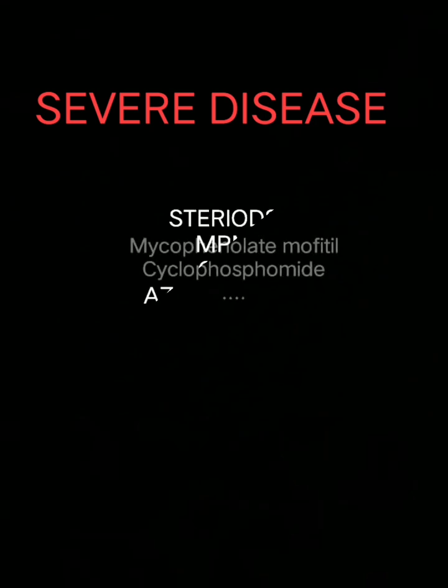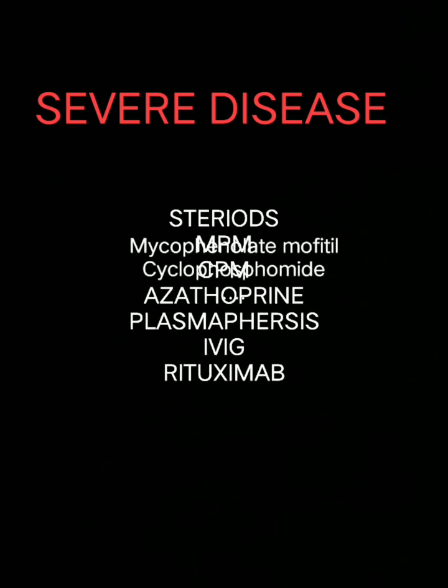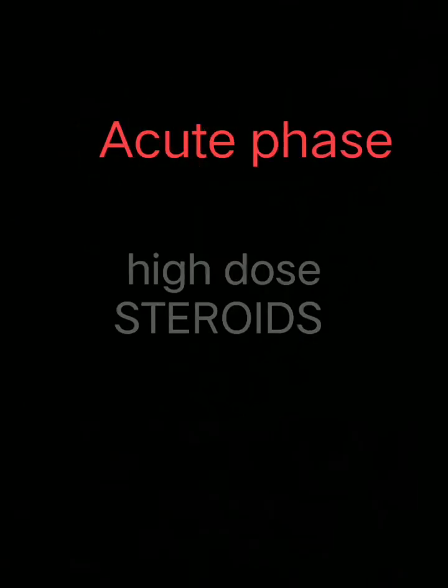In case of severe disease, steroids include prednisone, methylprednisolone, along with mycophenolate mofetil, azathioprine, plasmapheresis, IVIG, and rituximab. When an acute lupus flare occurs, then a high-dose bolus of steroid is given.